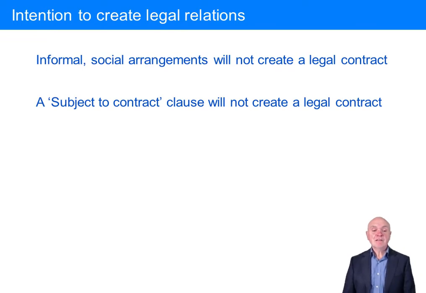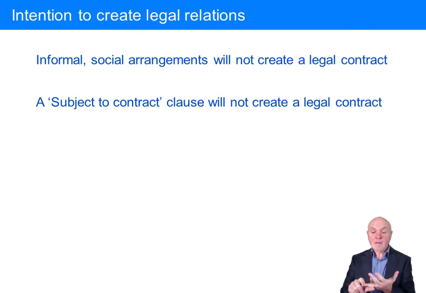There has to be an intention to create legal relations. Informal social arrangements will not normally form a legal contract. In the UK, you probably know the concept of what is called a potluck supper or a potluck dinner. You've got you and 3 friends, and instead of one person having to do all the cooking, one friend says, I'll bring the starter or the soup. Another says, I'll bring the main course. A third says, I'll bring the salad and the vegetables. The fourth says, I'll bring the dessert.